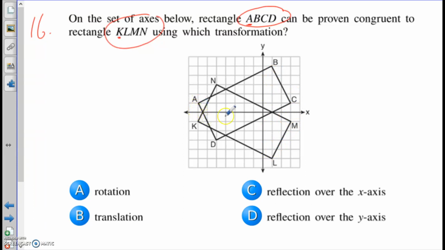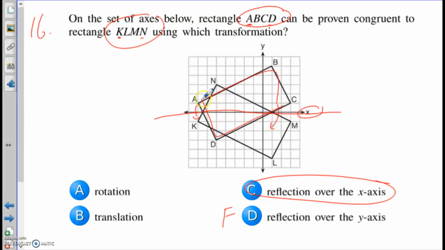Well, A to K, I think the easiest is just reflecting over this line. Does N go to D? N's last, D's last. B to L, second, C to M, third. So I think a reflection over this line, which is the x-axis. Reflecting over the y-axis definitely won't work. A rotation looks like you'd take this rectangle and pivot it down, but the problem is A would go to N, and we know A has to go to K. And a translation is not going to do it for us. So, choice C. All right, I'll stop this one there and pick up on 17 for the next one. See ya.